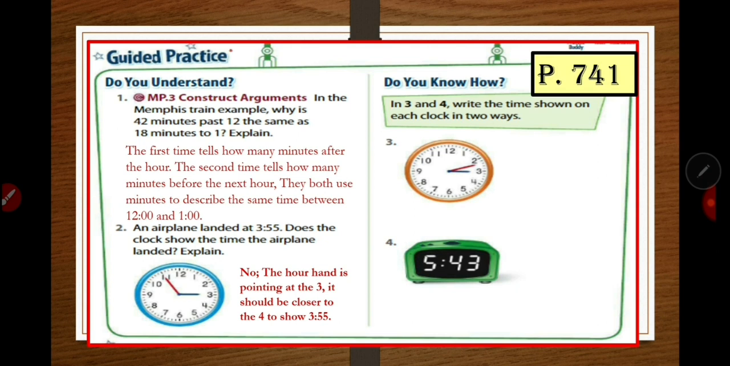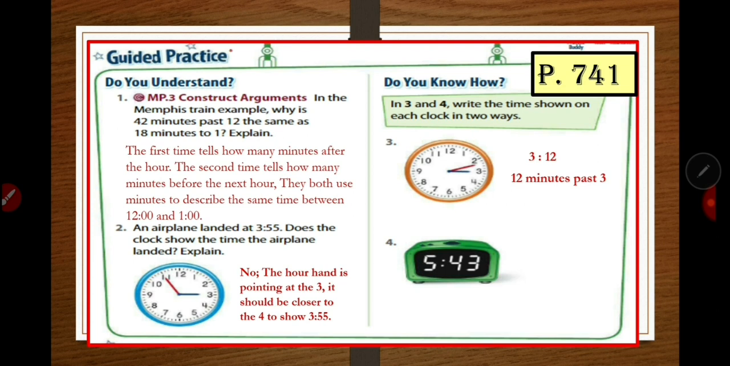They both use minutes to describe the same time between 12 o'clock and 1 o'clock. For number 2, we have an airplane landed at 3:55. Does the clock show the time the airplane landed? You look at the short hand. The short hand is pointing directly to 3 and the long hand is at 55. Is it correct? No, because the hour hand is pointing at the 3. It should be closer to the 4 to show 3:55. Always remember, grade 3, every time the long hand moves, the short hand moves slowly also.